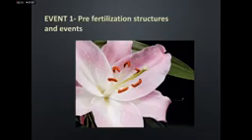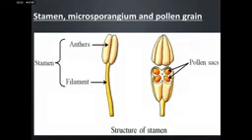Event 1, pre-fertilization structures and events. In this picture you can see a flower that carries male and female reproductive structures and a corolla. This is a typical structure of a stamen. In the first figure you can see a filament and an anther. This filament and anther together are known as the stamen.